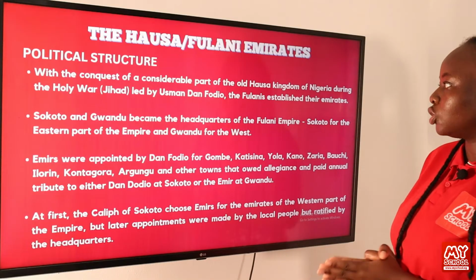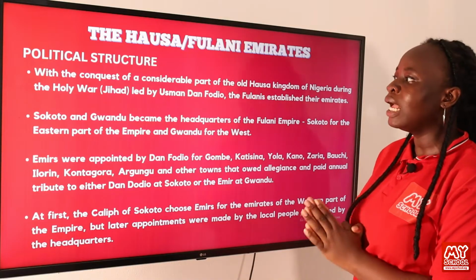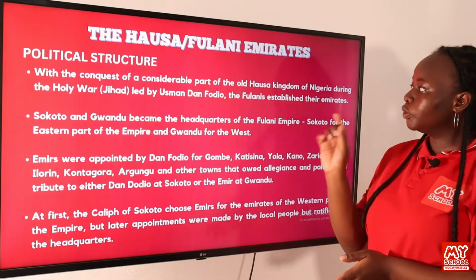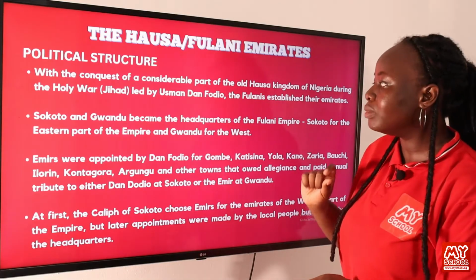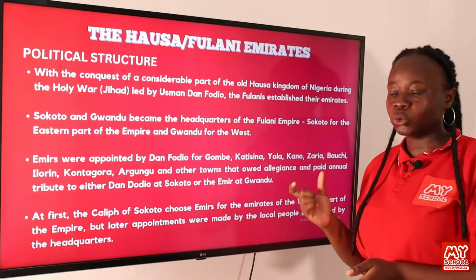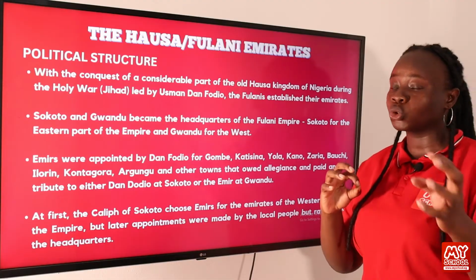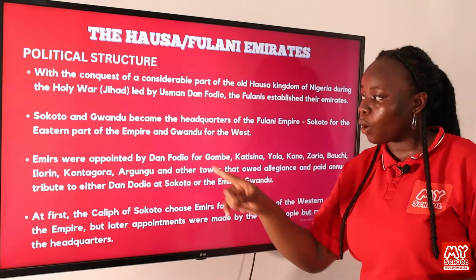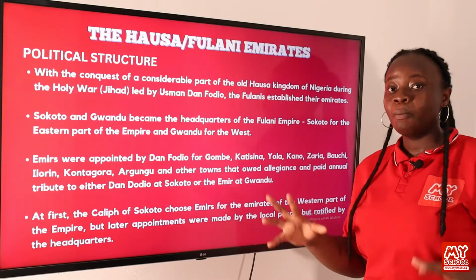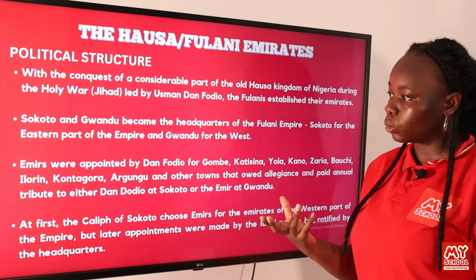So with the conquest of a considerable part of the old Hausa Kingdom of Nigeria during the Holy War, led by Usman Dan Fodio, the Fulanis established their emirates. Sokoto and Gwandu became the headquarters of the Fulani Empire. So they divided powers between these two different regions, Sokoto and Gwandu. Sokoto governed the eastern part of the empire and Gwandu governed for the west. But they were still together. The Emir of Gwandu still paid tribute to the Caliph of Sokoto.